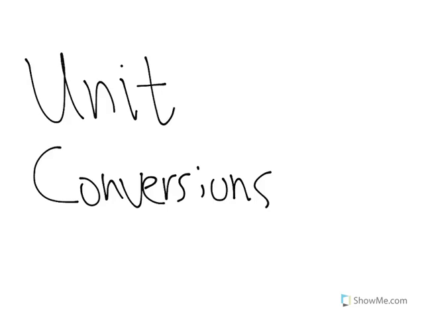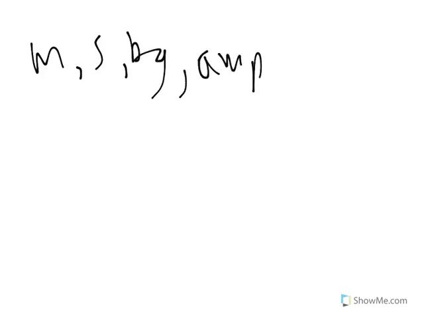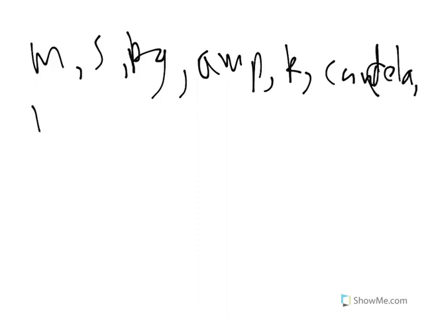We're now ready to talk about unit conversions. We know the basic units: meters, seconds, kilograms, and Kelvin, candela, and mole. So now that we know these, let's talk about converting back and forth between different systems and between different orders of magnitude. In this case, the entire trick is multiplying by 1.